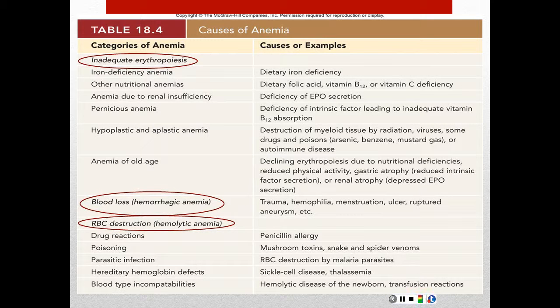Then on the last one, we have red blood cell destruction, where we have drug reactions, such as penicillin allergy. We have parasitic infection, with RBC destruction by the malaria parasites.